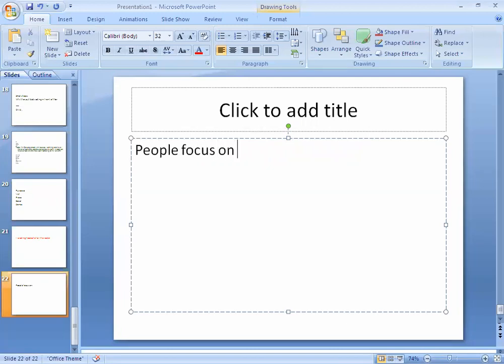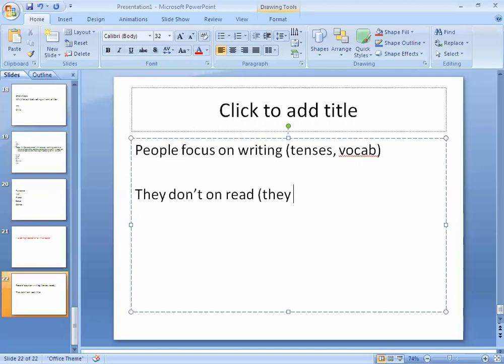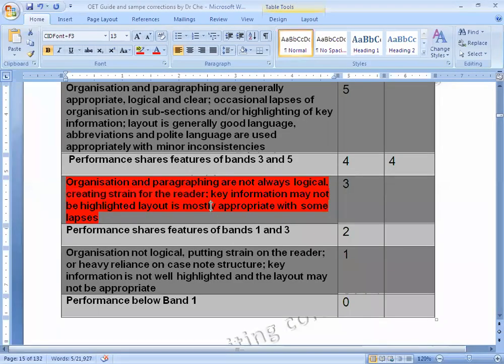The common mistake in OET is people focus on their writing, means their tenses and their vocabulary, all of these things. They don't focus on the reader, means they don't make things easier for the reader. We should make the reader's life easier. We should make things easier for the reader to understand. Otherwise, you will lose marks. You should not create a headache for the reader.